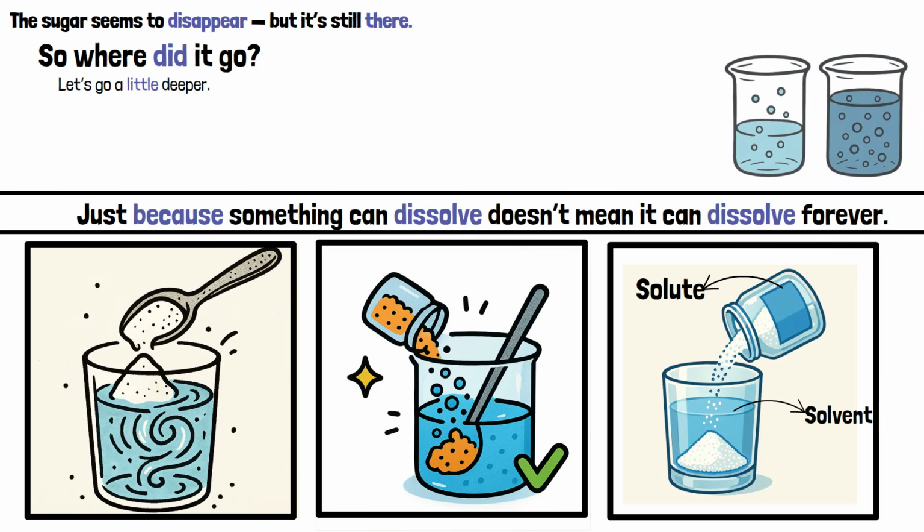The amount of solute present in a solution is called its concentration. A small amount gives a dilute solution. A large amount gives a concentrated one.